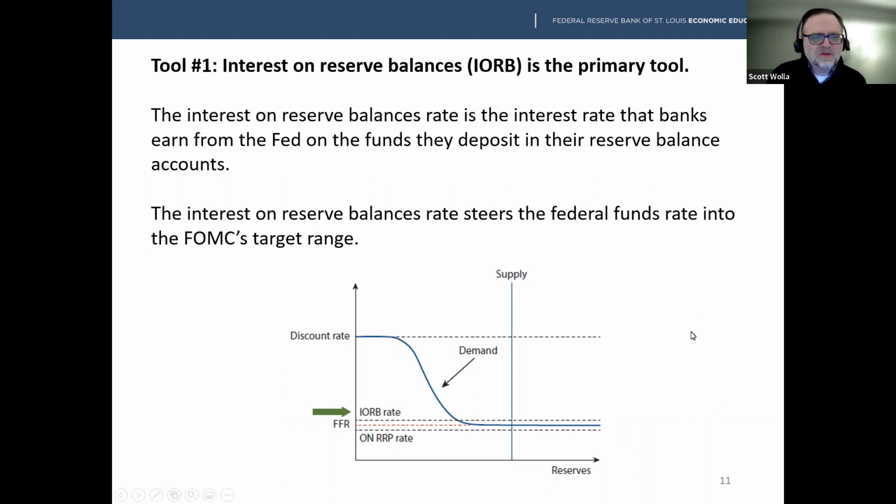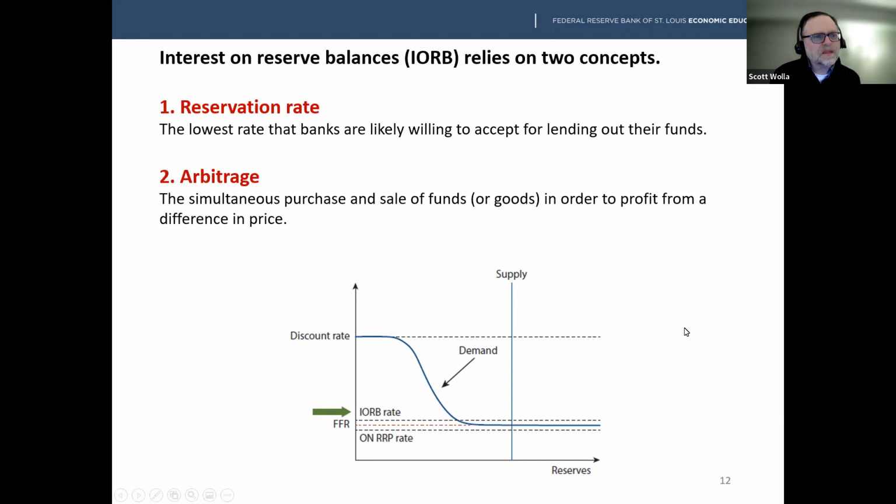Okay, so we're going to talk a little bit about why or how the interest on reserve balances rate is effective at steering the federal funds rate. It really relies on two concepts. Okay, first one is reservation rate. The interest on reserve balances rate is a reservation rate. It's the lowest rate that banks are willing to accept for lending out their funds.